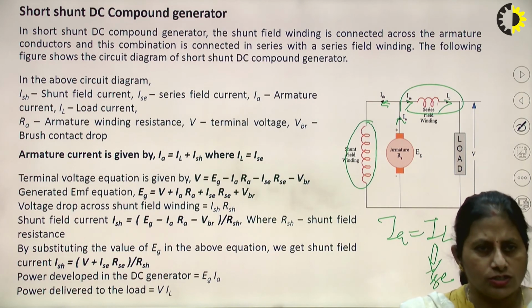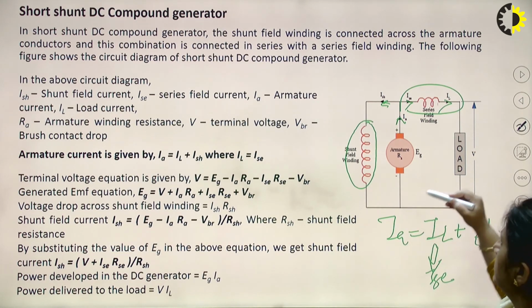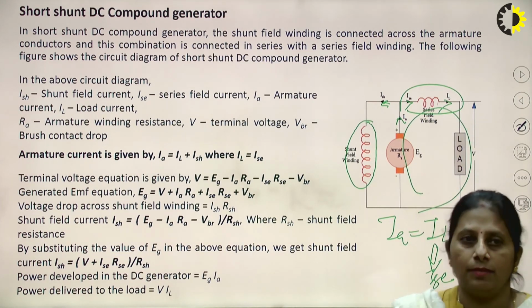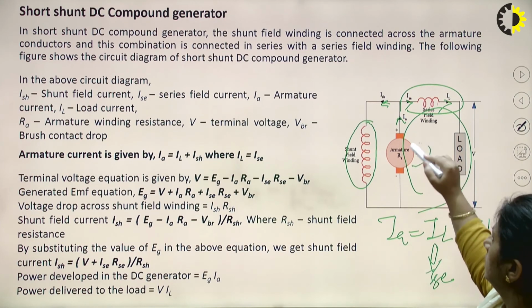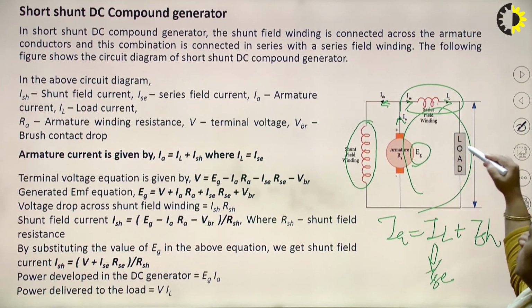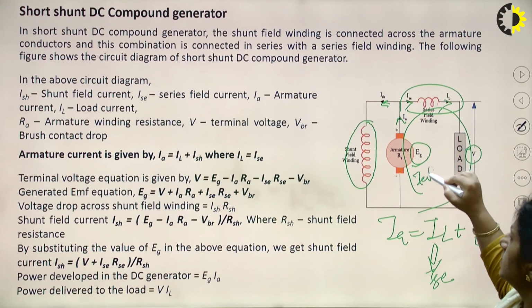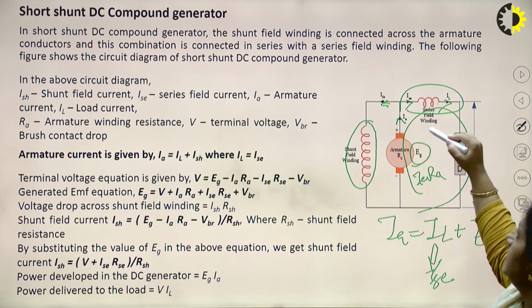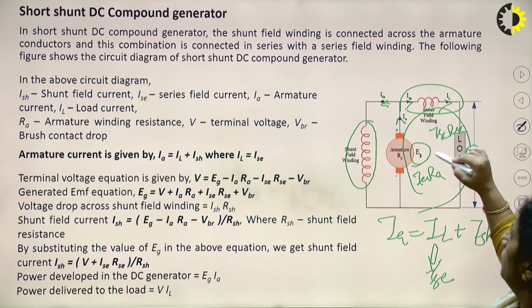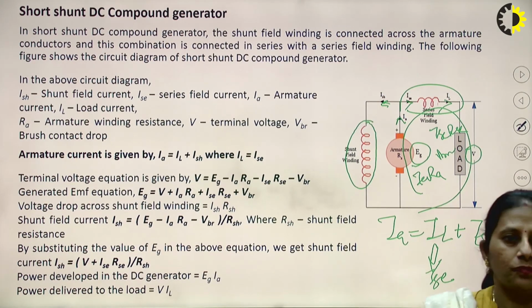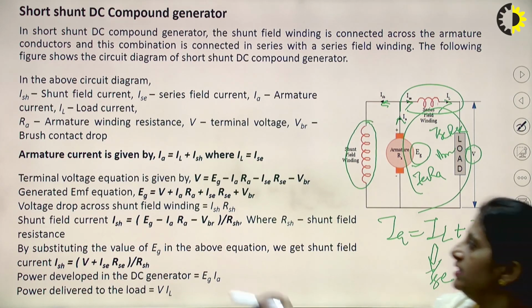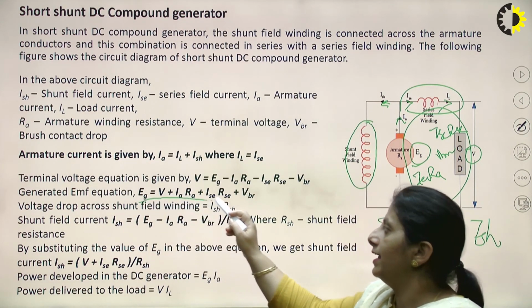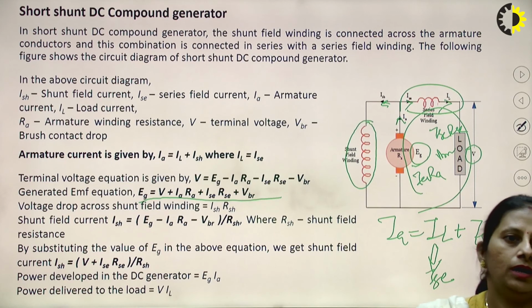Do we have any change in the voltage equation as well? No, the circuit is the same, you just see. The loop is the same. I'm having the same generated EMF, the same terminal voltage, armature resistance drop, series field resistance drop, brush contact drop, right? So everything is the same, so the equation is also going to remain the same. EG is given by V plus IARA plus ISE RSE plus VBR.